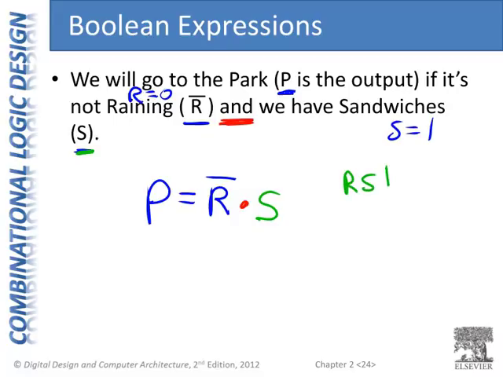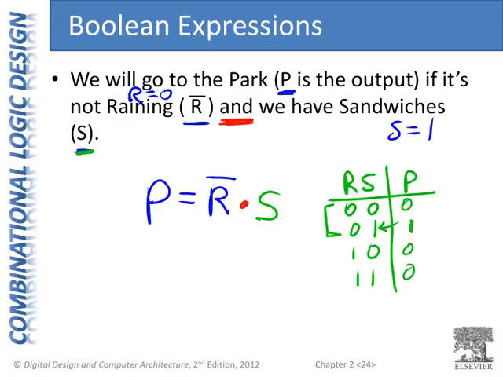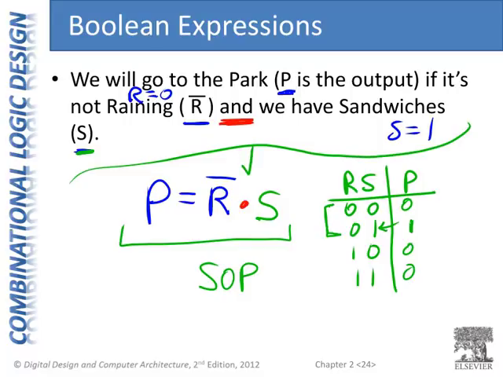R and S as our inputs, and going to the park as the output. We write out all the possible input combinations in our truth table, starting at 0, 0, and going to the highest binary value, in this case for 2 inputs, 1, 1. So we're going to go to the park if it's not raining. So that's the not raining cases, those two. And we have sandwiches, so only that case. And you can see that we've written this in sum of products form, just by going directly from this expression to our equation.